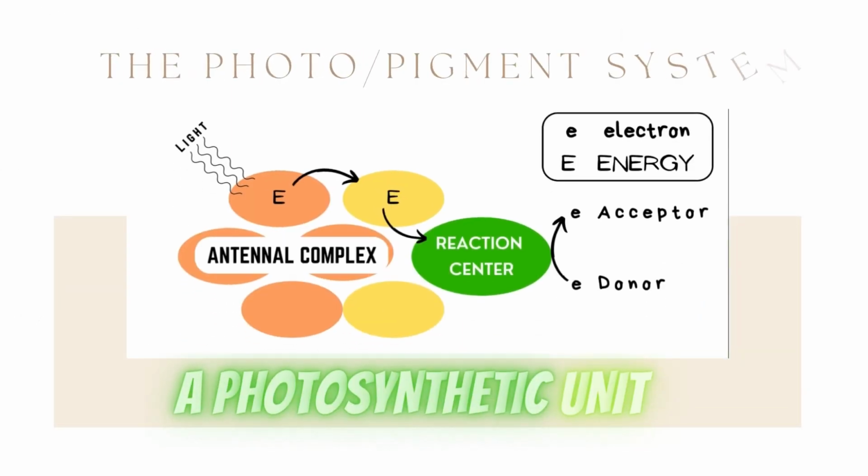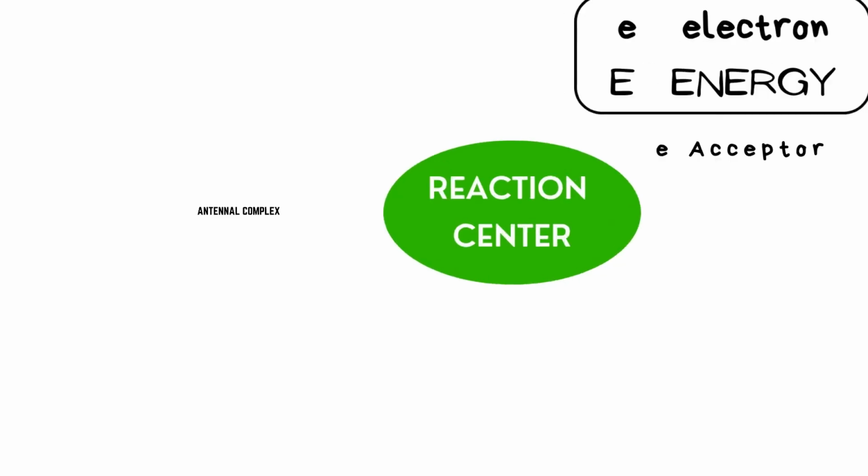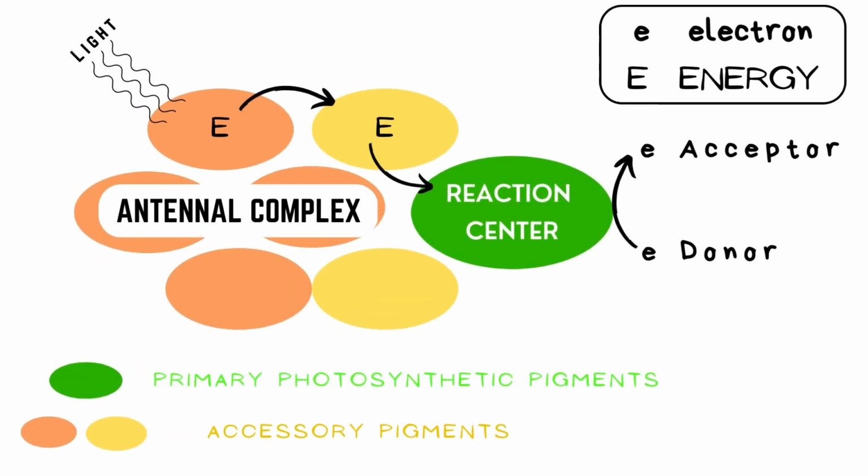What this Emerson enhancement effect suggests is the point where we start talking about the main theme of our video, the photosystems or the pigment system. The photosystem or pigment system is a photosynthetic unit, a system of pigments that involves a photochemical reaction center and the antennal complex, which contains primary photosynthetic pigments and secondary photosynthetic pigments, called accessory pigments, respectively.